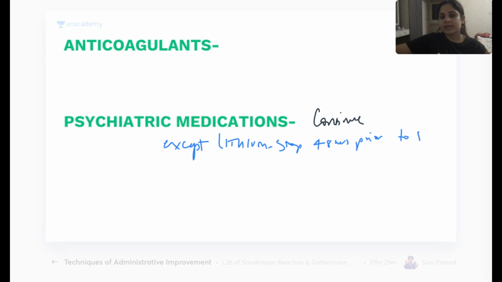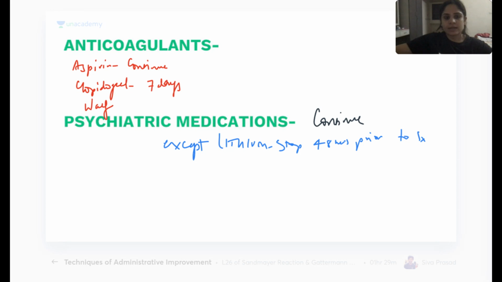Okay, what about my anticoagulants? I'll ask you about some specific anticoagulants. Aspirin, continue or stop on day of surgery? Aspirin is continue. Okay, clopidogrel, continue or stop? If stop, then when? Yes, stop 7 days prior to surgery.